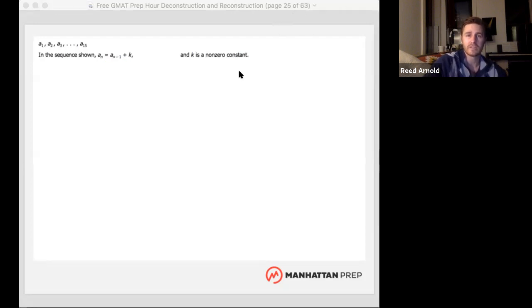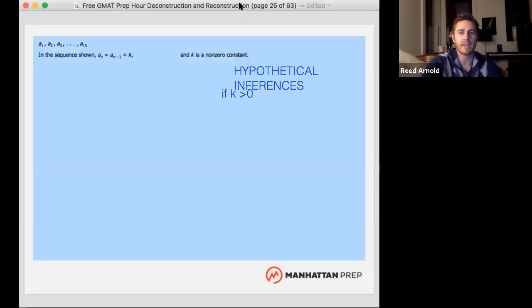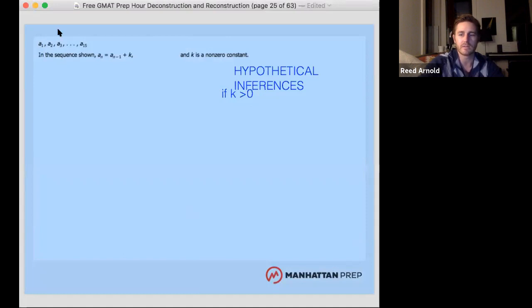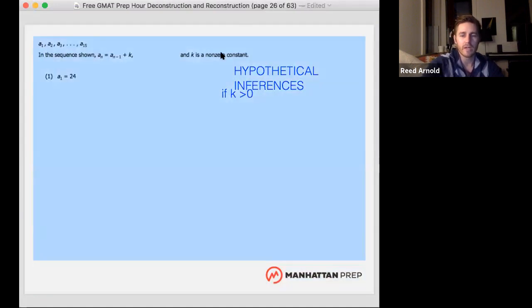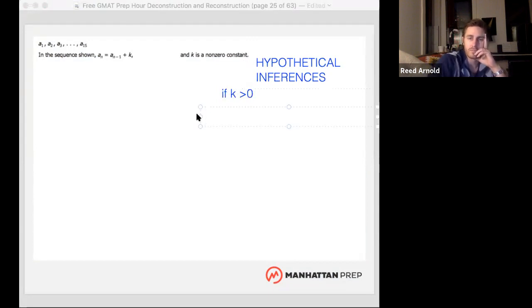So if k is positive, what does that mean about the next term? I'm going to really push you to make as many inferences as you can. I'm going to call these the hypothetical inferences. This is an important skill, to consider the different hypothetical situations and make an inference from there. What do you know? What's going on here? What do we know if k is positive? What is greater than the last term?